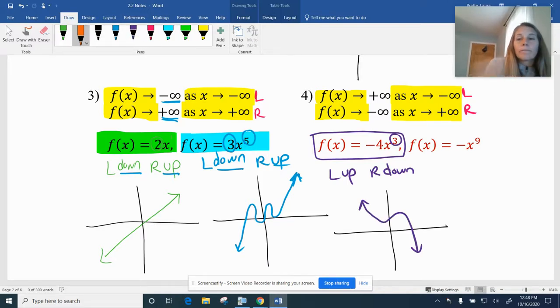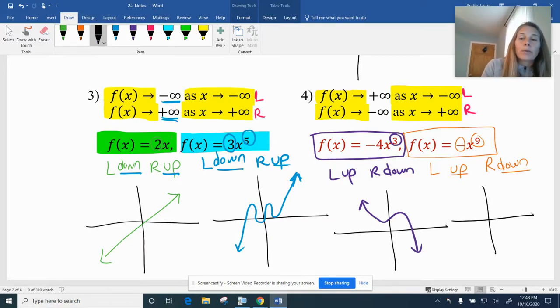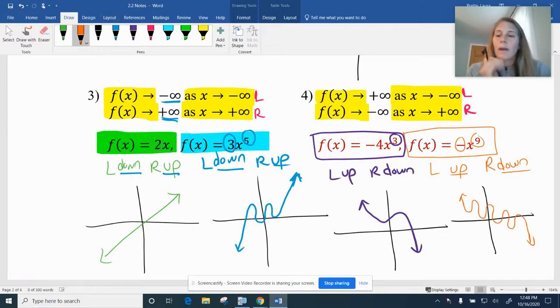And then finally, this last one here, my right side is going to be down because the leading coefficient is negative. My left side is going to have to do the opposite because my exponent is odd, so the opposite of down is up. If I were to graph this one, it has that 9, so there's a lot of little turns in there, but left up, right down is the main thing. I think it's something like that.